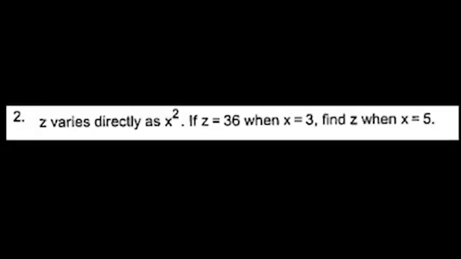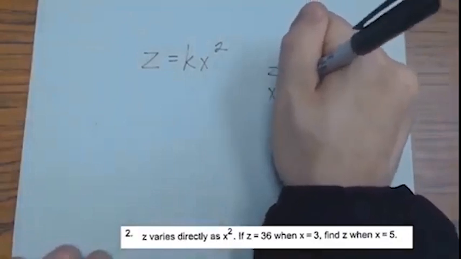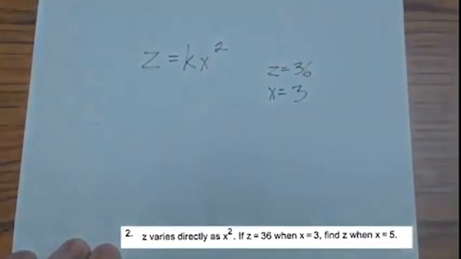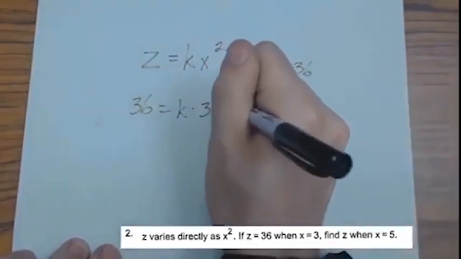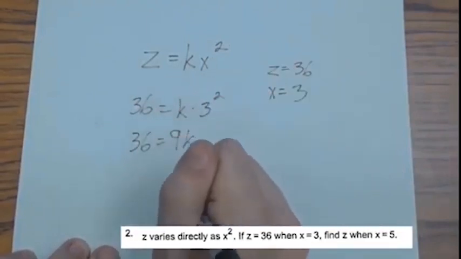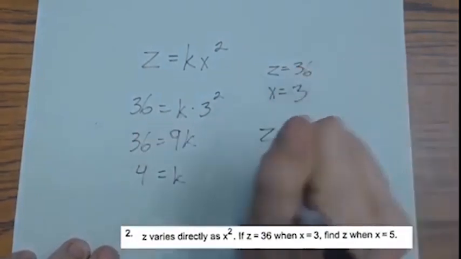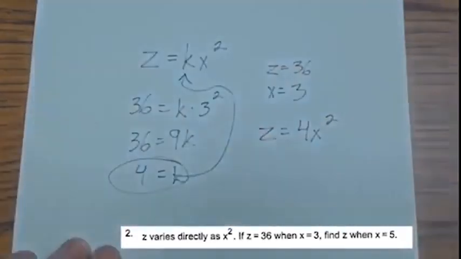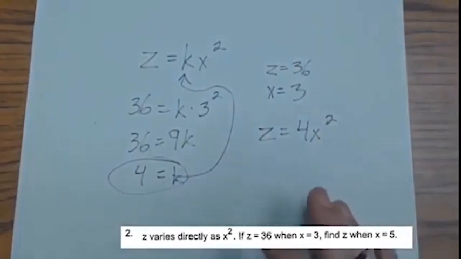They tell us z equals 36 when x equals 3. Okay, so we stop there to solve for k. Plug in 36. Plug in 3 for x. So 36 is 9k. Divide both sides by 9. We get k equals 4. So z equals 4x squared. We take that value for k, plug it right back in to get our direct variation equation. So there is proportionality at work, but we solve it using the variation equation.